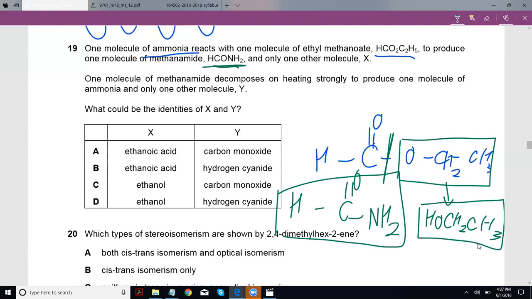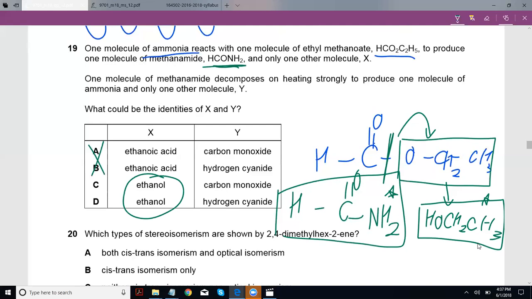So the ester bond broke. The one hydrogen from ammonia came and helped this alcohol complete itself, and the rest of the ammonia came here and formed an amide, because you can form an amide with a carboxylic acid and ammonia. Anyhow, so you have this, which would be, there are 2 carbons, so this is ethanol. So you can cross out A and B just on those grounds.